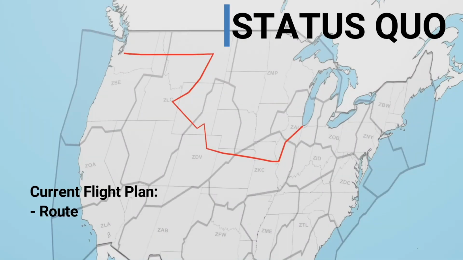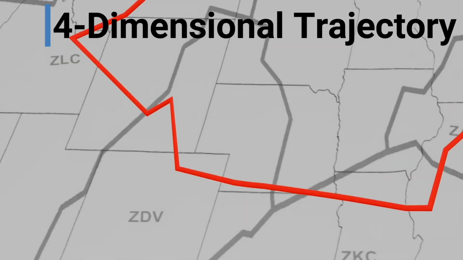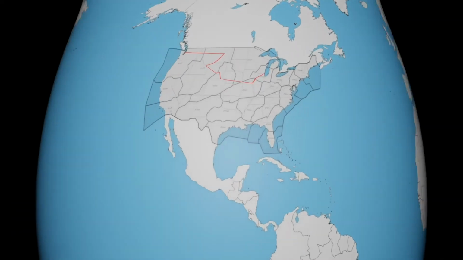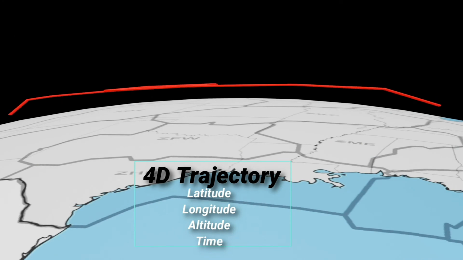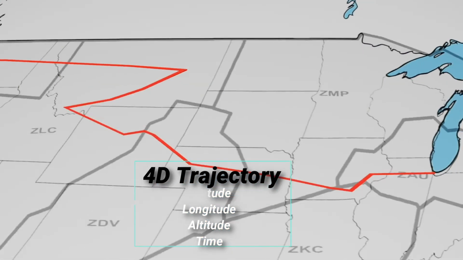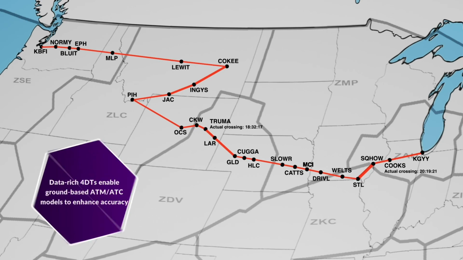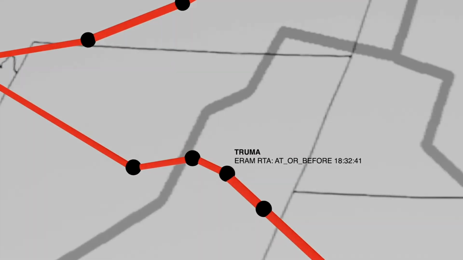Two of the central elements of a filed flight plan today are the route and the preferred altitude. In a 4D future, a filed flight plan will revolve around a 4-dimensional trajectory, also known as 4D trajectories or 4DT. A 4D trajectory is a collection of points that each have a latitude, longitude, altitude, and time that define the path of flight for an aircraft. 4D trajectories, by their very nature, include significantly more information than the flight plans of today. These data-rich 4D trajectories enable ground-based ATM and ATC system models to enhance their accuracy. This accuracy directly translates into improved collaborative decision-making and operational predictability.